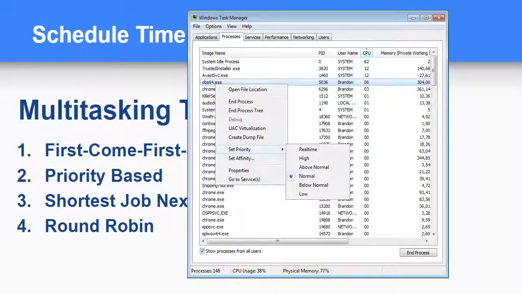So there is that kind of priority-based scheduling. You can see it there. Round robin, it's just running all the time. And you can see priority based there.